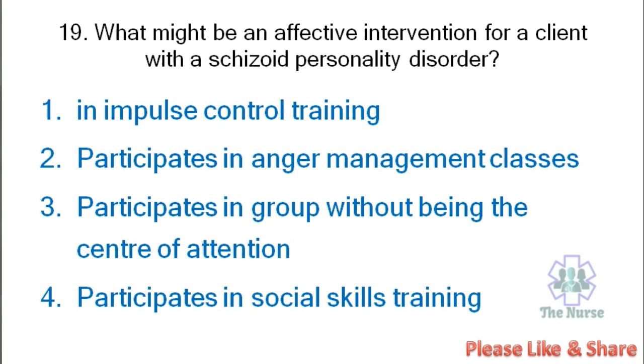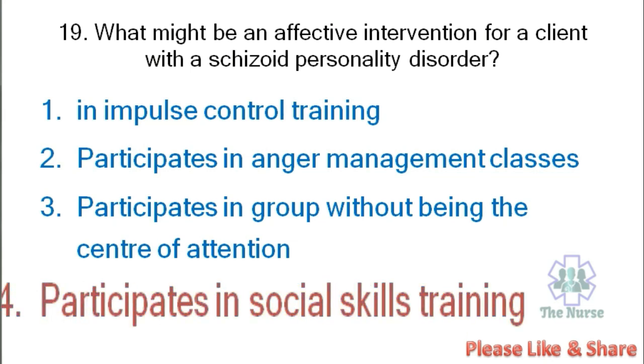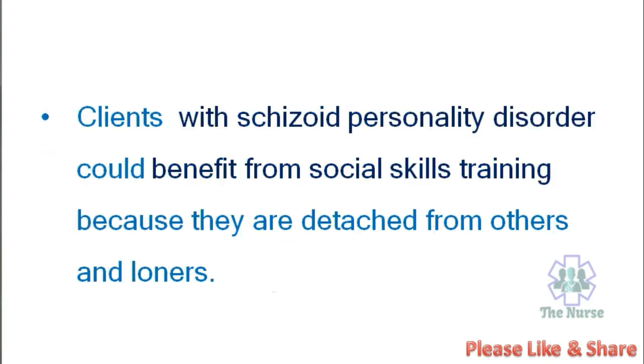Next question. What might be an effective intervention for a client with schizoid personality disorder? Impulse control training, participates in anger management classes, participates in group without being the center of attention, participates in social skills training. Correct answer, participates in social skills training. Clients with schizoid personality disorder could benefit from social skills training because they are detached from others and loners.